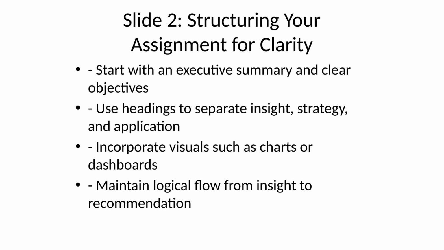A well-structured commercial intelligence assignment is essential for CIM Level 6 success. Start with a concise executive summary that outlines what the assignment will cover, followed by clearly stated objectives. Structure your content into well-defined sections, including insight gathering, strategic interpretation, and actionable recommendations. Make sure each section logically follows from the last. For example, insights gained from CRM data should clearly lead into strategic decisions about customer segmentation or targeting.